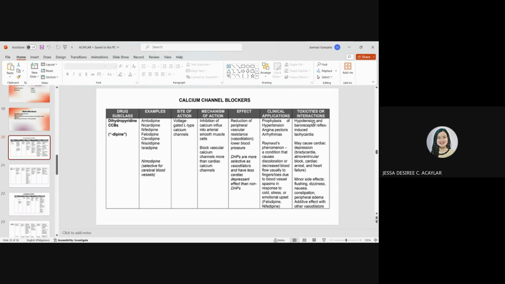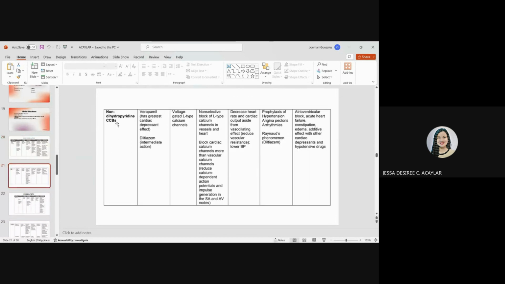Toxicities or interaction, hypotension, and baroreceptor reflex induced tachycardia. It may cause cardiac depression. Minor side effects are flushing, dizziness, nausea, constipation, and peripheral edema. So, yan po yung mga dipin-dipin. Ang non-dihydropyridines calcium channel blockers are the verapamil. It has the greatest cardiac depressant effect. Next is the diltiazem. Intermediate ang kanyang action.